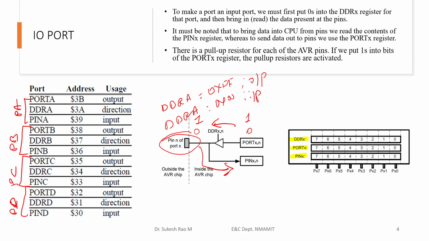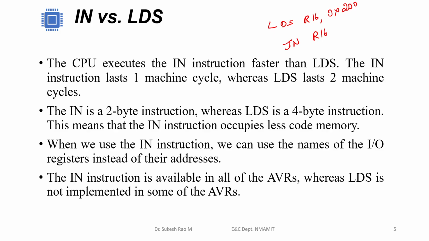Let's say port B, it is going to be 0x18. Then what I should write here is IN R16, 0x18. Then I will be reading port B. I should actually read PIN B. Say the PIN B register value is 0x16. I will read it as 0x16. So I can write PIN B here, so the PIN B value is loaded into R16.